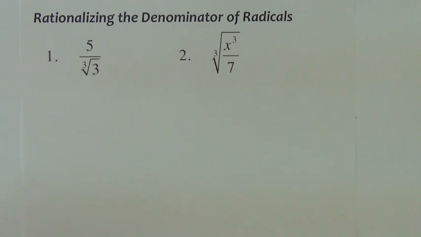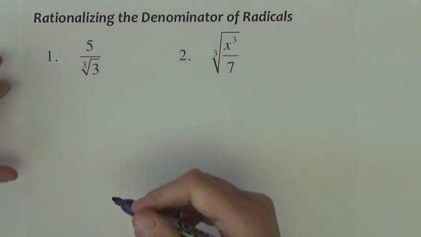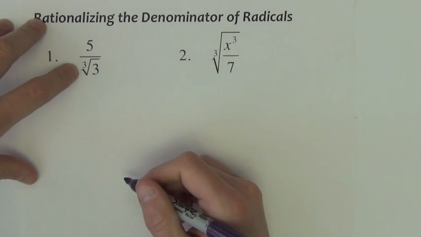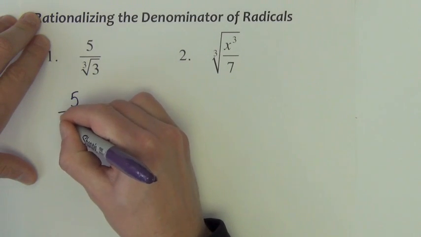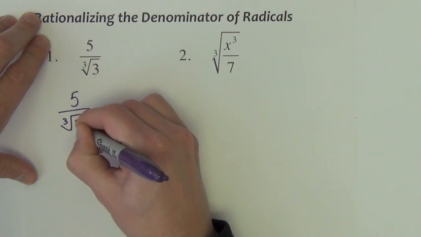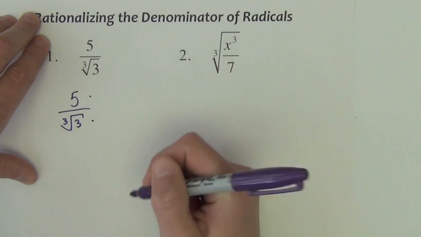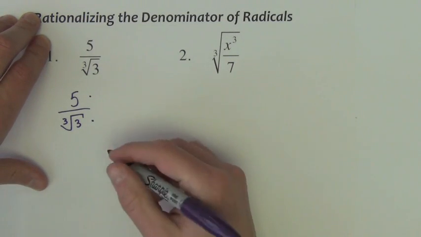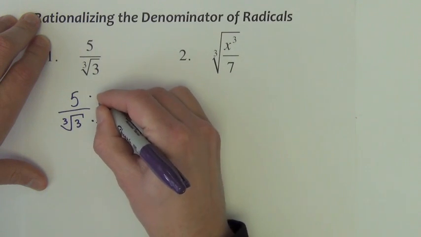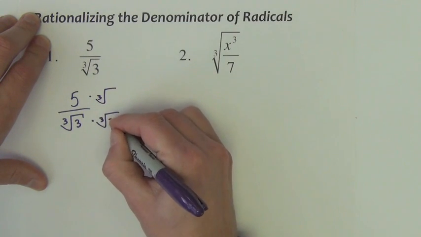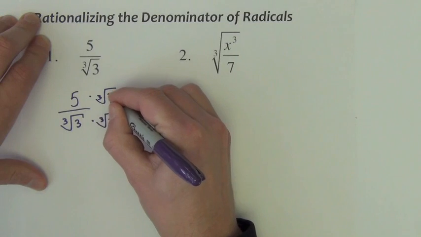Next, what about rationalizing the denominator with radical expressions that aren't square roots? Okay. We have 5 divided by cube root of 3. You're still going to multiply top and bottom by something, but it's not going to be the cube root of 3 this time. It's going to be the cube root of 3 squared.